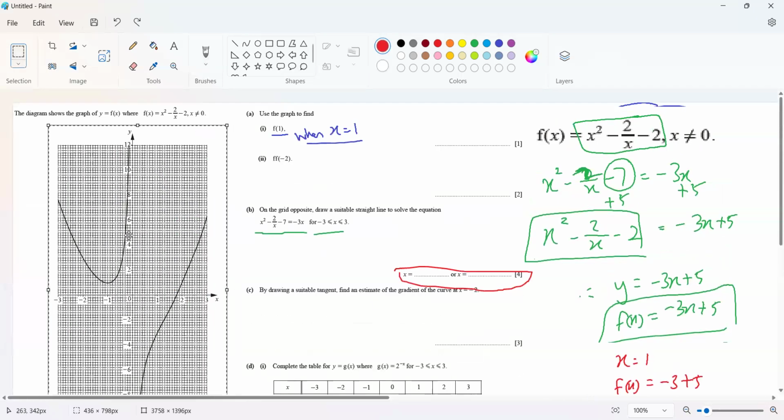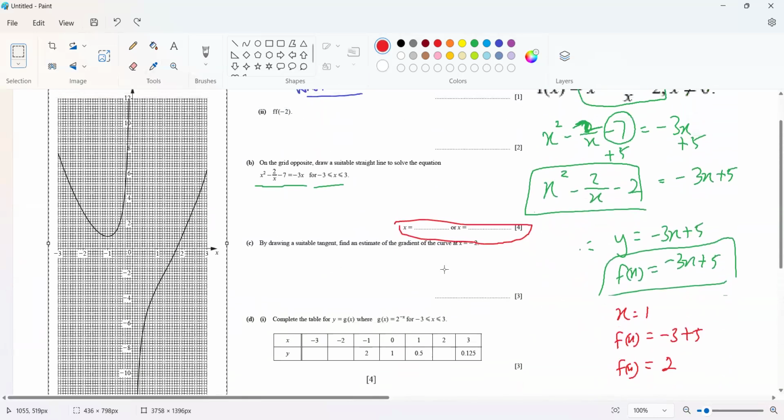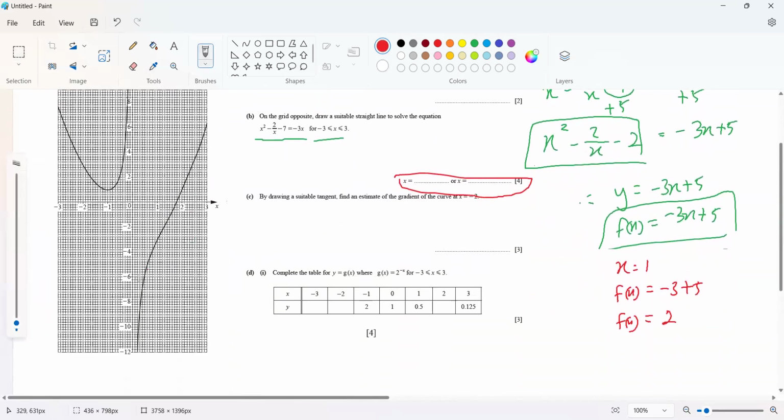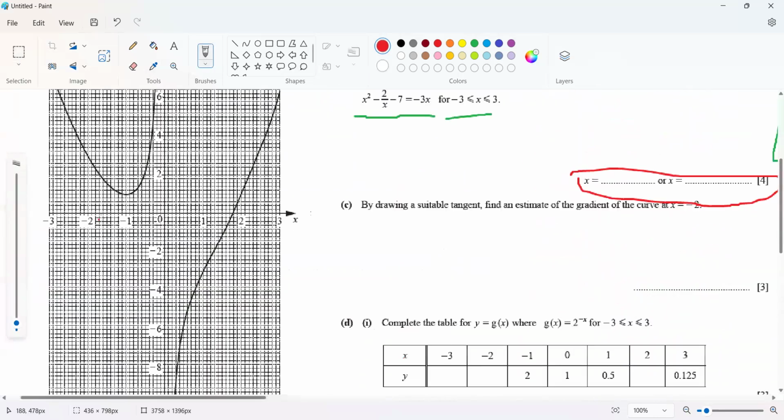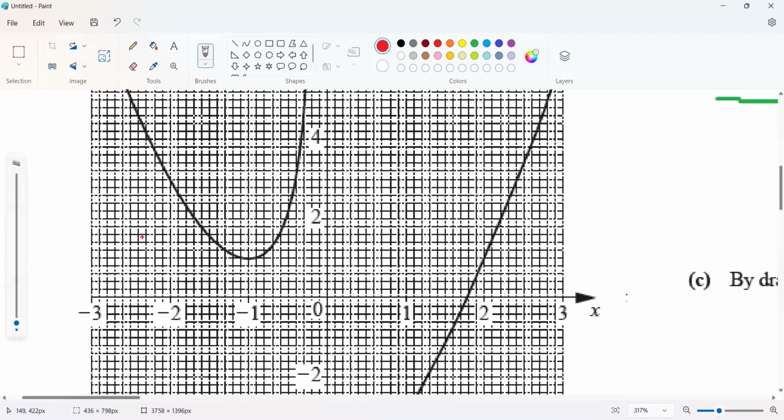So the next portion of the question, they ask us to, by drawing a suitable tangent, find an estimate for the gradient of the curve at x equals negative 2. So at x equals negative 2, what you need to do is check the curve. So where is the curve point at x equals negative 2? So by zooming in a little bit more, x equals negative 2 is somewhere around here. So what you're going to do is draw a tangent line. So draw it to the best degree of accuracy as you can. There's no ruler in here, so I can't really do it as well, but I'll show you the method.